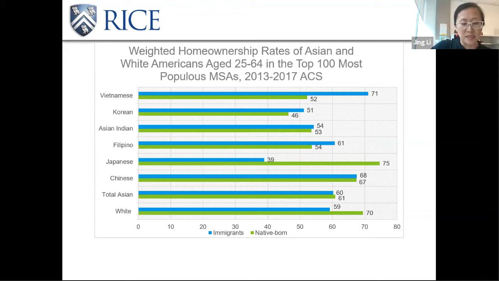Three-quarters of US-born Japanese are homeowners. They have the highest home ownership rates among all the nativity groups. And this is consistent with past studies that native-born Japanese are the most assimilated Asian subgroup. Foreign-born Japanese, on the other hand, have the lowest home ownership rate of 39% among all nativity groups, presumably because many of them are temporary visitors. We can also see that being foreign-born does not seem to be significantly associated with home ownership for Chinese or Asian Indians. The differences are just not significant.